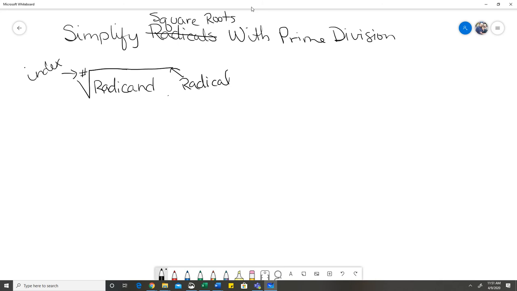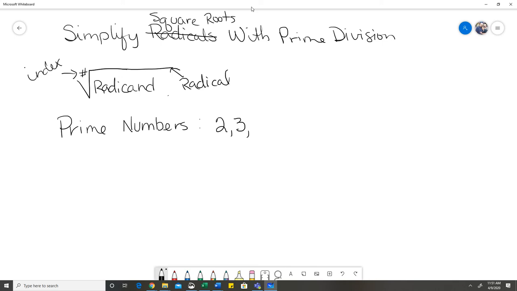First thing we want to do is make sure we know our prime numbers. Because we're doing prime division, we're only dividing by prime numbers. So we have two. Some people include one, but for this, we're not going to include one, because when we divide by one, we only get the same number back. So we're not going to worry about that. Two is a prime number. Three is a prime number.